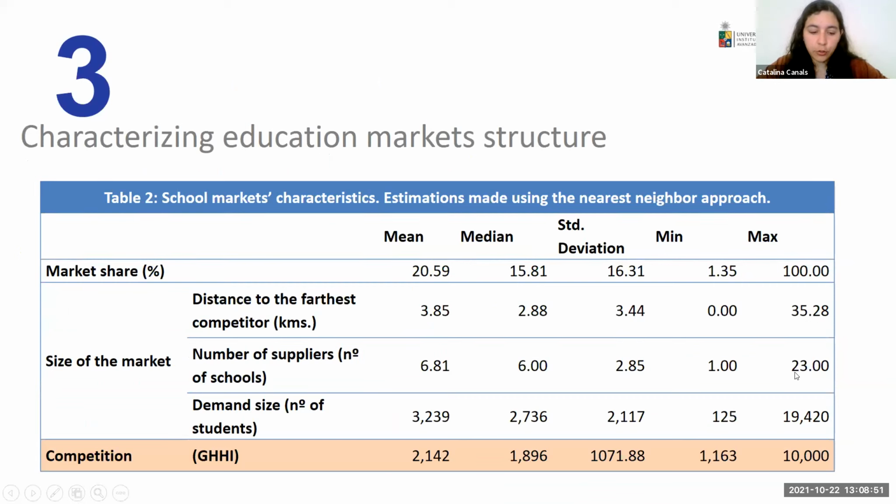So having picked that definition, we conducted an analysis to characterize the market structure of Santiago. We looked at several indicators, but I would like to highlight here this index of competition. When we have 10,000, that implies no competition, it is a monopoly, 0 is highly competitive, and it is commonly used that above 1800 is a high concentration of the market. So here we found that on average we have concentrated markets that also are small, because they have on average 7 schools, and geographically they are also small, because the distance from the school to the farthest competitor is around 4 kilometers.